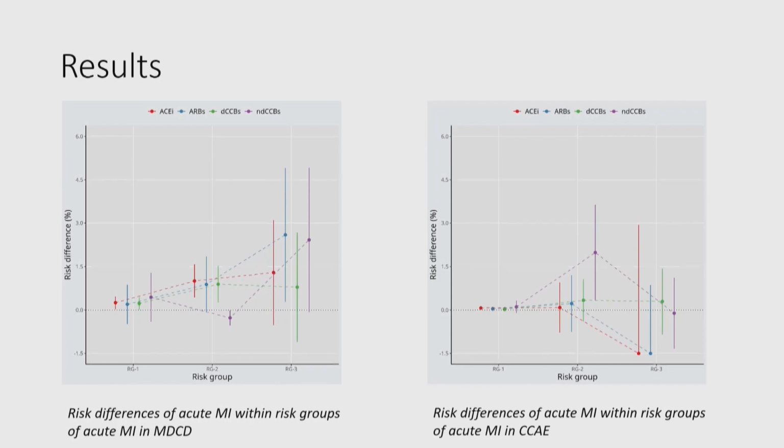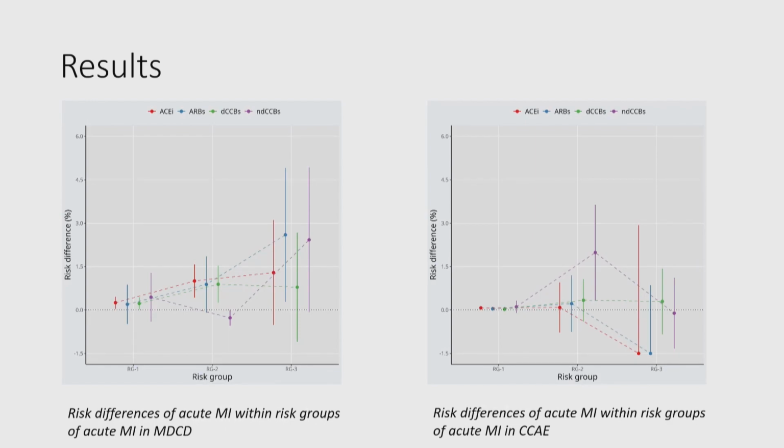Here I plotted some results on the absolute scale for the comparison of thiazides to the other 4 drug classes for the outcome of acute myocardial infarction. On this side, we see an increasing pattern of benefit with thiazides with increasing acute myocardial infarction risk. However, on the other side, we don't see any pattern.